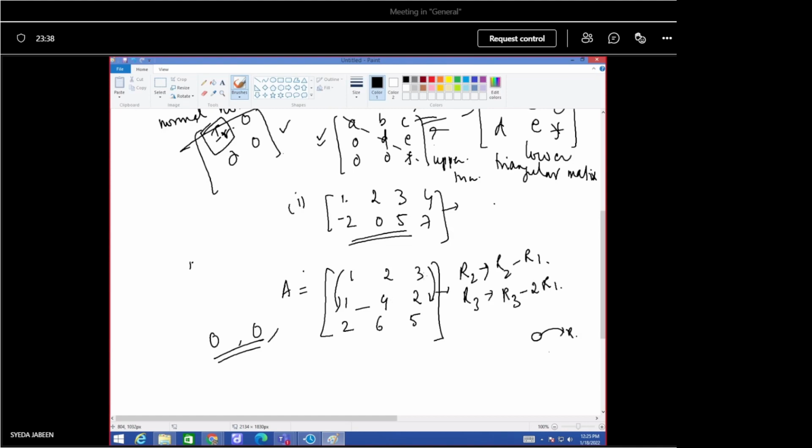So over here, these two are independent. Like if suppose this is 6, and suppose this is 2, then you can say that this is 2 times this. So this is dependent on the previous row because this is a scalar multiple, 2 times the previous row.